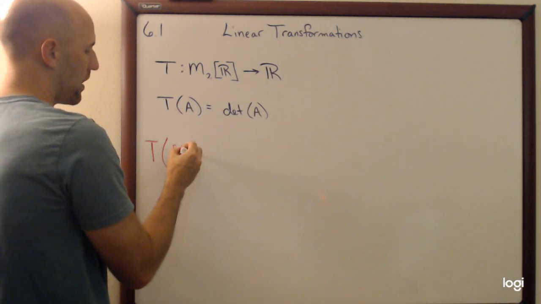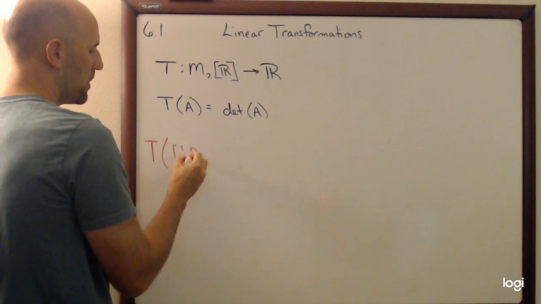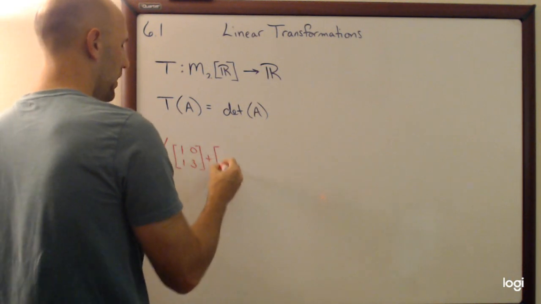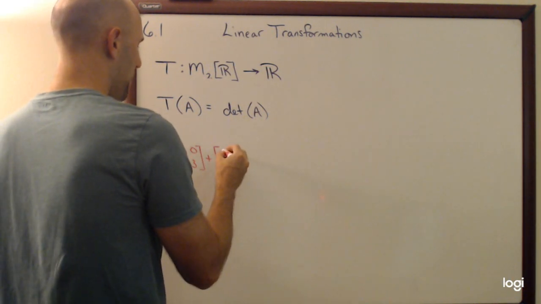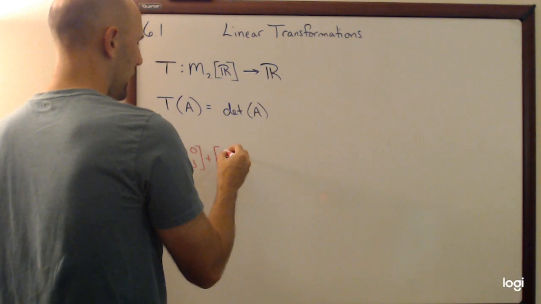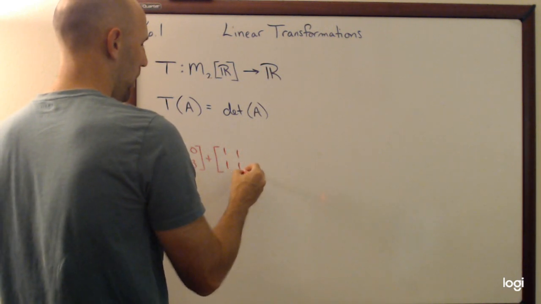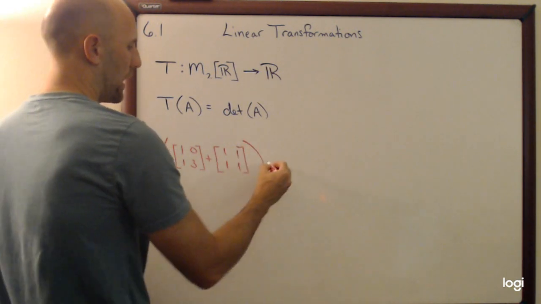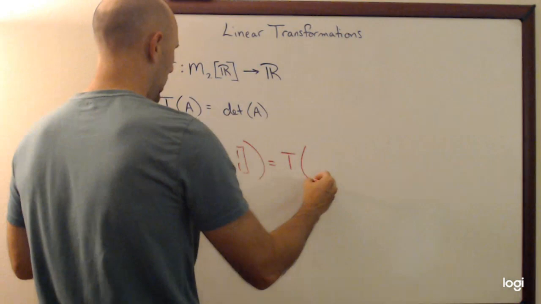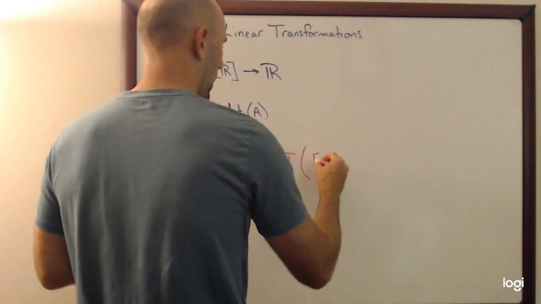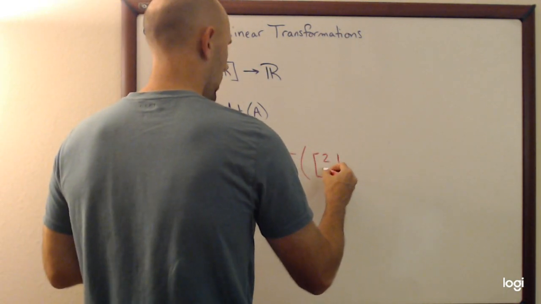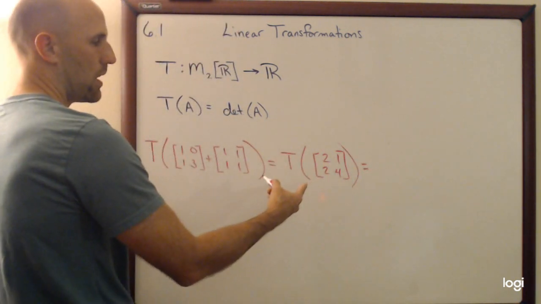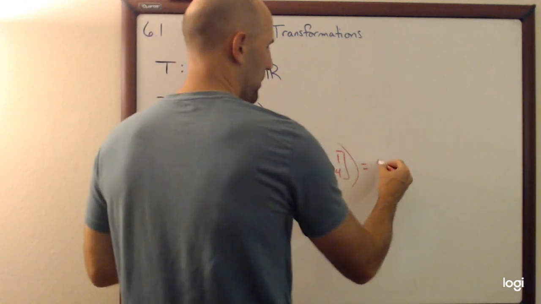Let's add together 1, 0, 1, 3, and let's say 1, 1, 1, 1. Okay, now, what do I get? Well, this would be the transformation of adding these two matrices together. I would get 2, 1, 2, 4, and this determinant is, well, 8 minus 2 gives me 6.